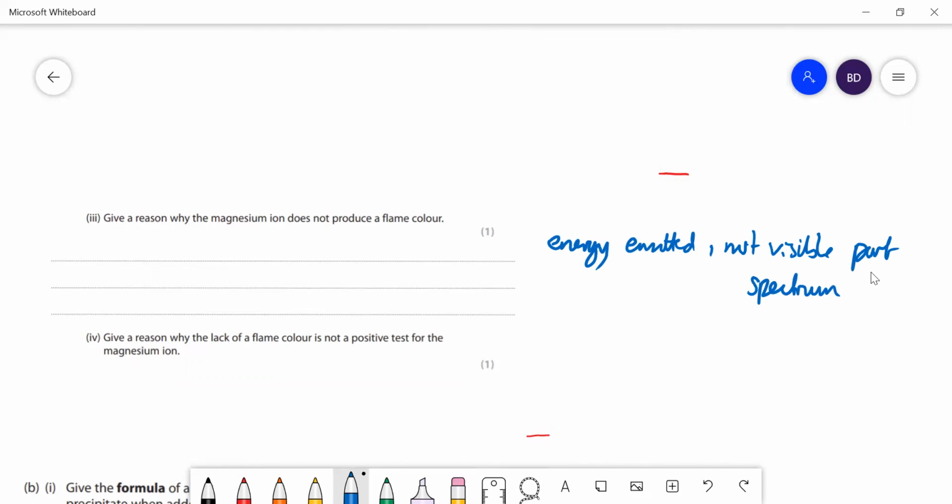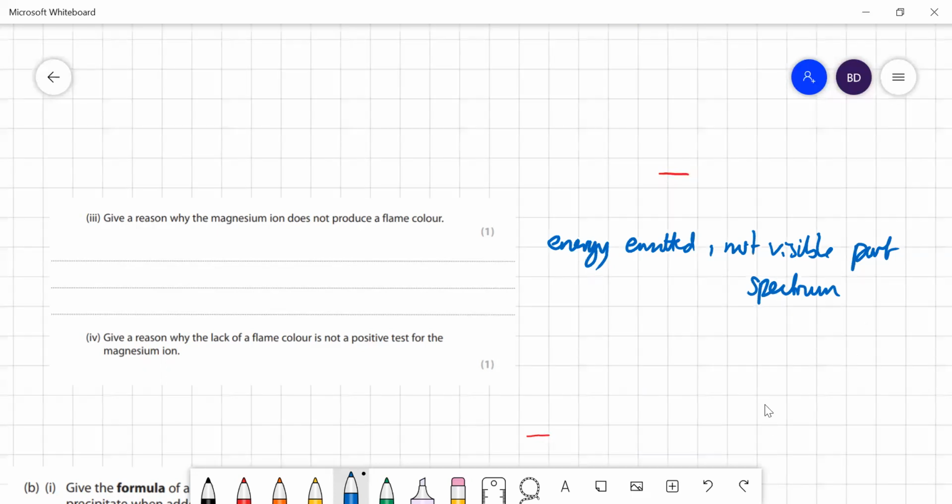Okay, give a reason why a lack of flame color is not a positive test for magnesium ions. Of course, lots of things will not give a flame test, so it's not only magnesium ions that won't give a flame test, all sorts of things don't.